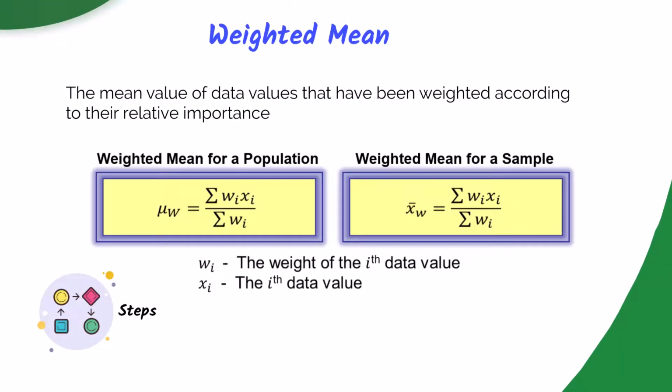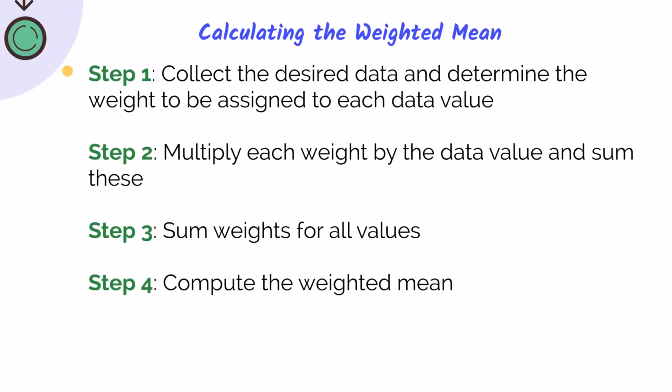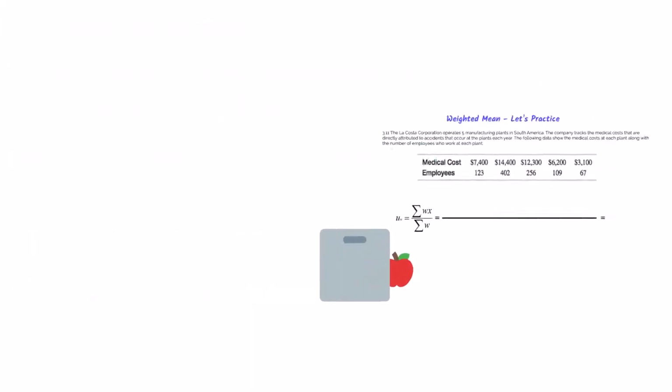Let's talk about the steps to calculate the weighted mean. The first step is to collect all of our data and determine the weights you'll assign to each value. Then we multiply our weights by each data value and add them all up. Then we add up all of the weights for all of our values and divide the 2 numbers to get the weighted mean. Let's walk through an example.